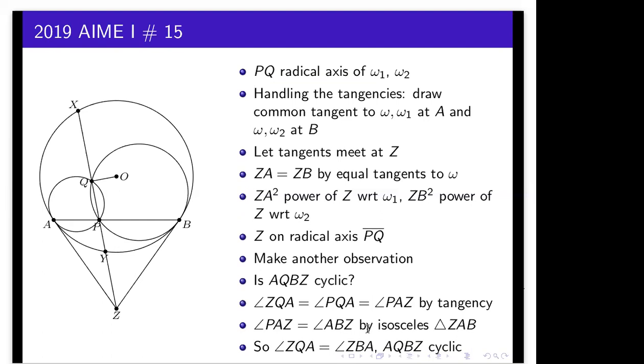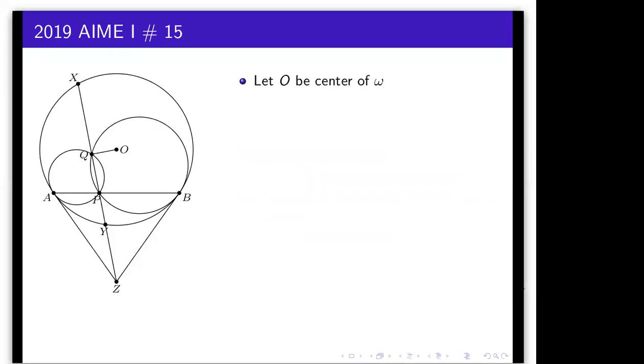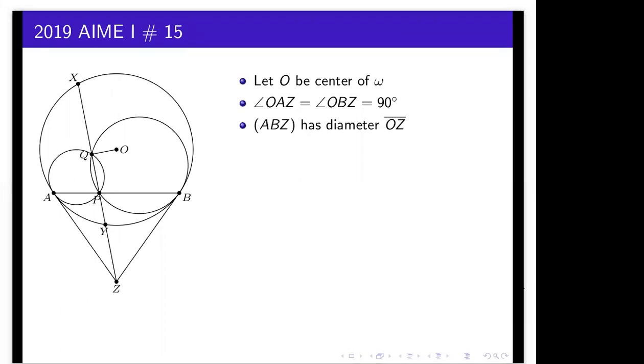So now that we know that AZBQ is cyclic, we get a lot more information. In particular, this circle ABZ actually also passes through O. We can see this because angles OAZ and OBZ are both 90 degrees because of the tangency. So the circle actually has diameter OZ. So since Q actually lies on the circle, we know that OQZ is 90 as well.